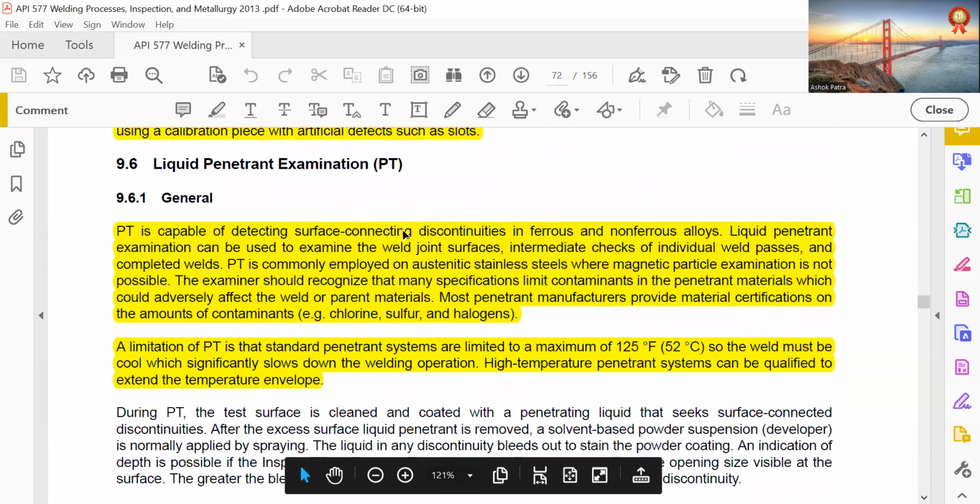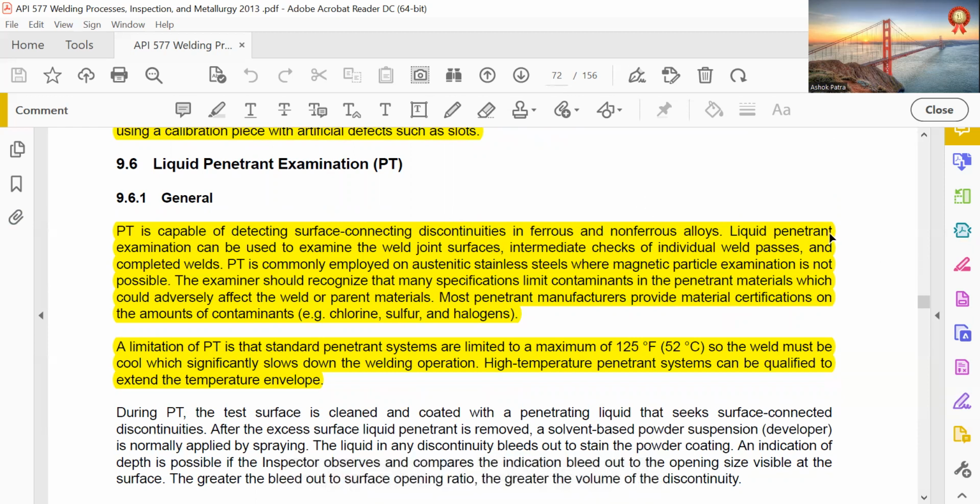PT is capable of detecting surface connecting or opening discontinuities in non-ferrous alloys. Liquid penetrant examination can be used to examine the weld joint surface and for intermediate checks of individual weld passes in a completed weld. PT is commonly employed on austenitic stainless steel, where magnetic particle examination is not possible. The examiner should recognize that many specifications limit contaminants in the penetrant material, which could adversely affect the weld and parent metal. Most penetrant manufacturers provide material certification on the amount of contaminants: chlorine, sulfur, and halogen.